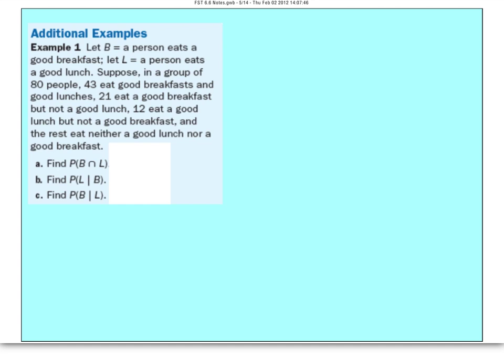Okay, let's do this example here, actually using the formula. So the first question here, here's a scenario. B is the event a person eats a good breakfast. L is a person eats a good lunch. Suppose in a group of 80 people, 43 eat good breakfasts and good lunches. 21 eat good breakfasts, but not a good lunch. 12 eat a good lunch, but not a good breakfast. And the rest eat neither.